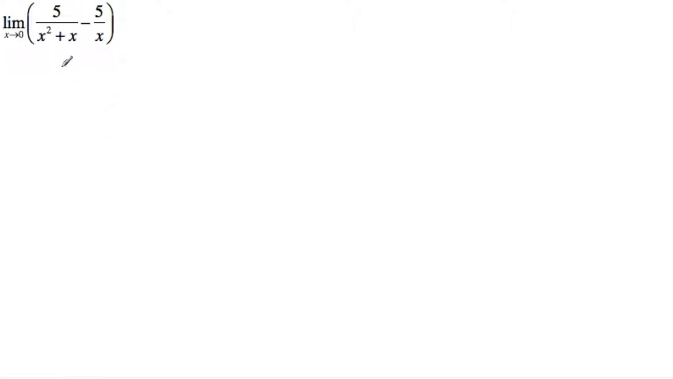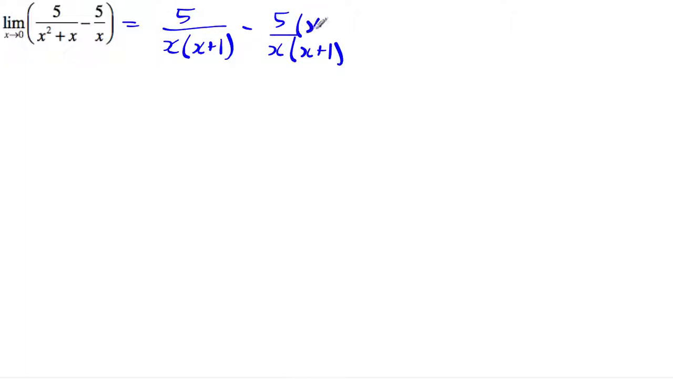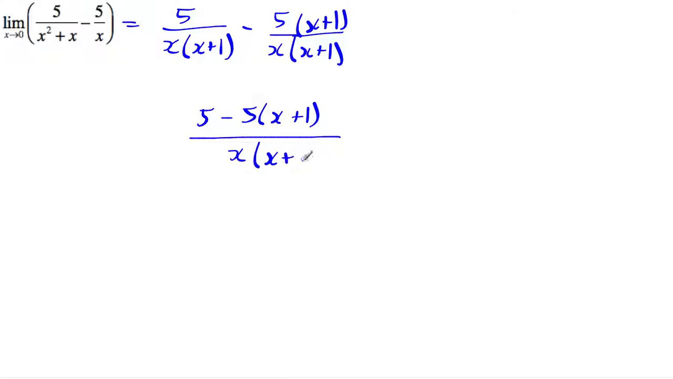Oh, and then this one. We can't plug in 0, but why don't we try to make a common denominator? So actually what I'm going to do first is factor out an x in this denominator, so I get x times (x plus 1). And now I can see that my common denominator is going to be x times (x plus 1). So I'm going to multiply by x plus 1 there. So this is going to be (5 minus 5 times (x plus 1)) over x times (x plus 1).